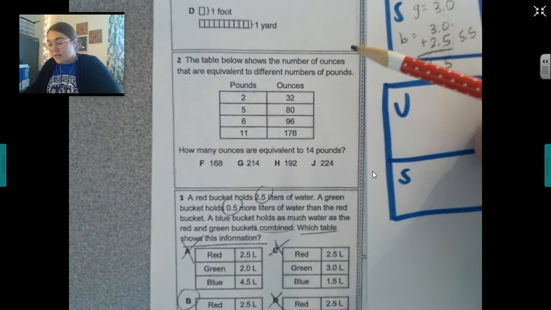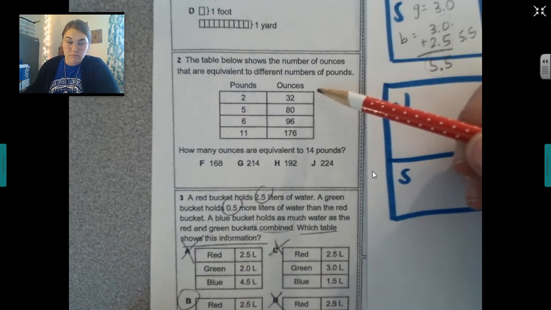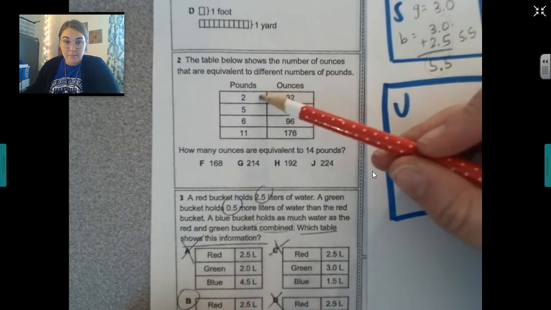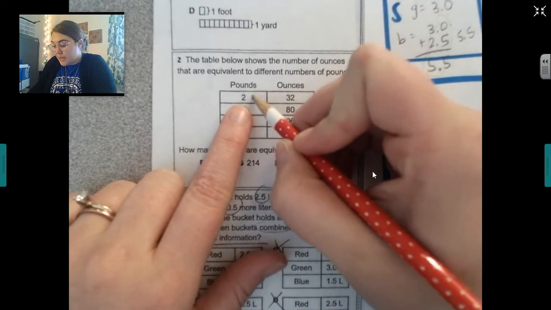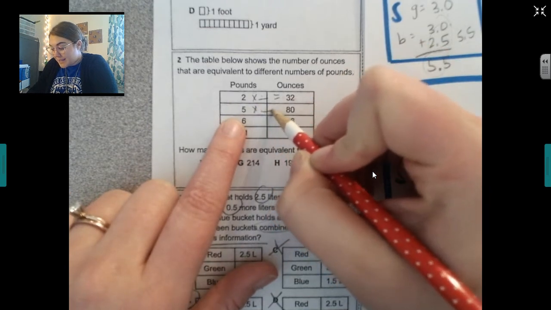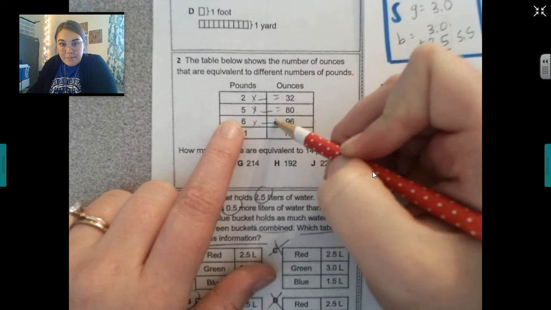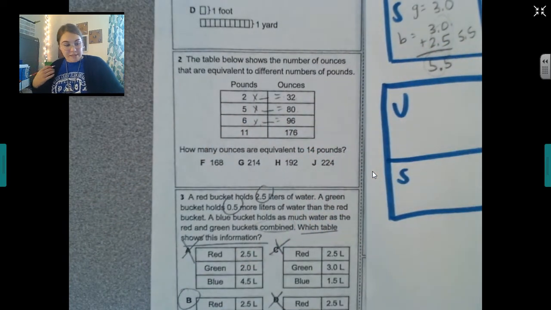So guess what? This looks exactly like an input-output table to me, like we did with measurement. Input, output. So 2 times something is going to give you 32, 5 times that same number is going to give you 80, 6 times that same number is going to give you 96. So how many ounces are equivalent to 14 pounds?